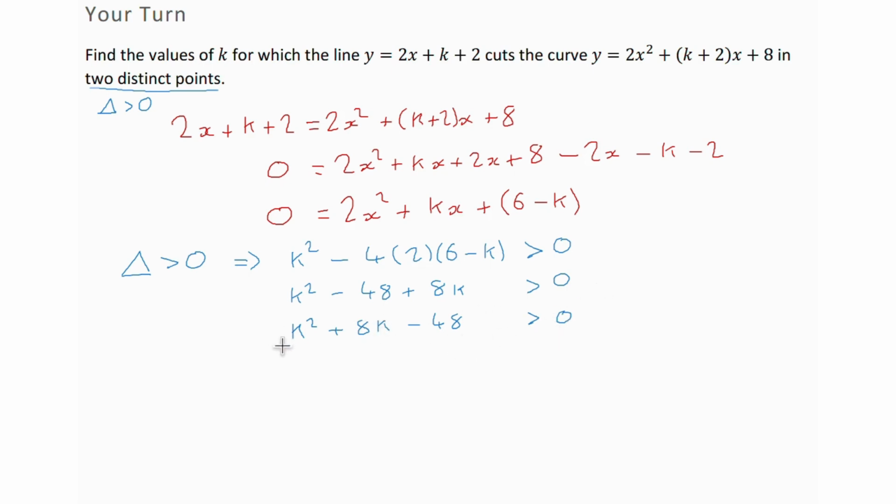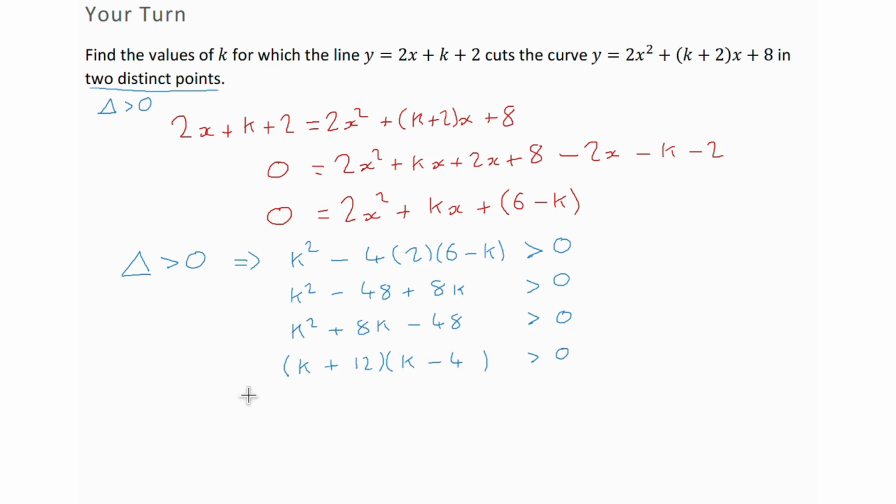To solve this quadratic inequality, I'm going to find the critical values, and to do that I'm going to factorize. Multiply to make minus 48, add to make 8. So perhaps I'm looking at 12 and 4. So it would be plus 12 and minus 4, so that when they add together I get the positive 8. So my critical values are when k is equal to minus 12 and k is equal to 4.